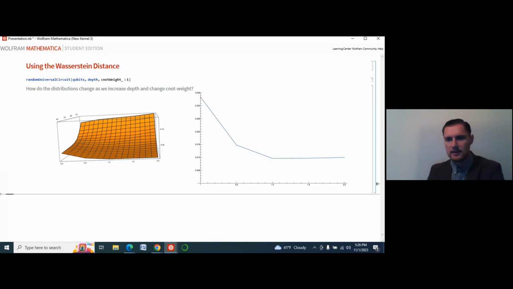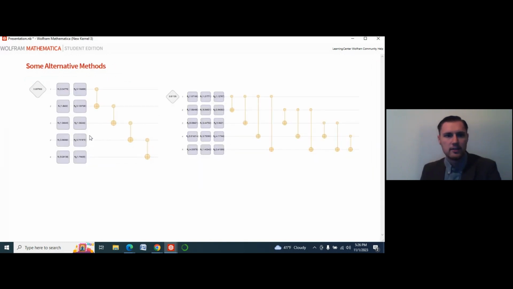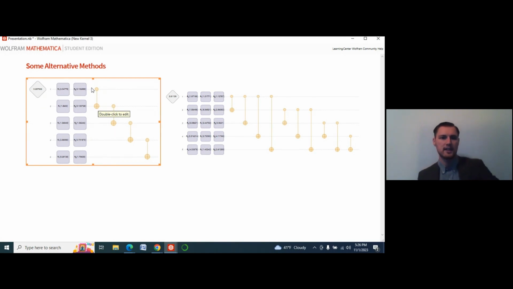So now let's go on here and look at some alternative methods. I was generating these methods as well. This is a situation where I scramble in the RX and in the RZ and the RY direction, and then I just entangle down the line. And so I entangle the first qubit with the second with the third with the fourth with the fifth.